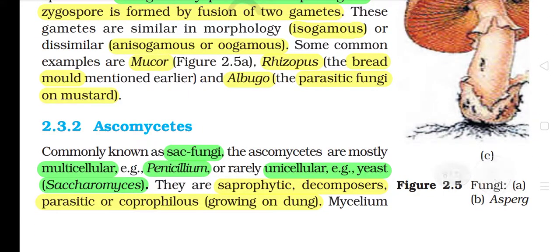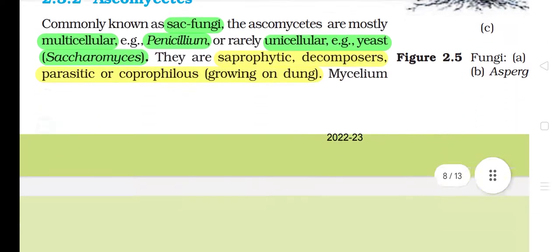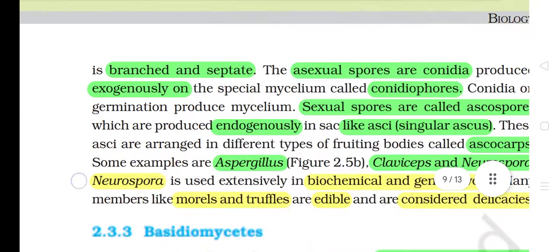2.3.2 Ascomycetes, commonly known as sac fungi. The Ascomycetes are mostly multicellular, example Penicillium, or rarely unicellular, example yeast, Saccharomyces. They are saprophytic, decomposers, parasitic or coprophilous, growing on dung. Mycelium is branched and septate.